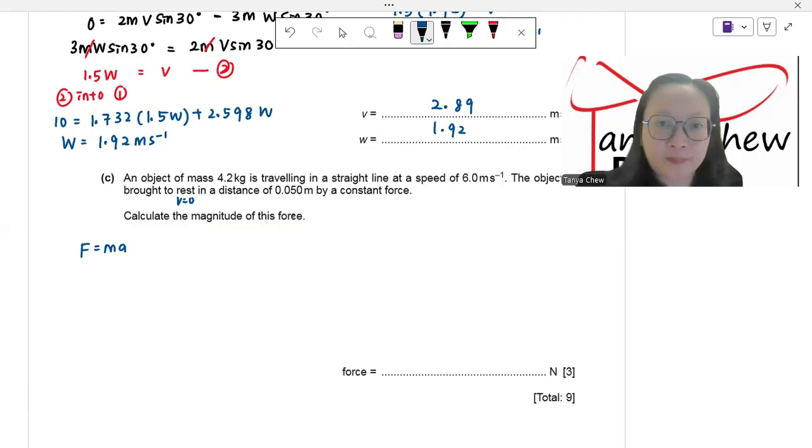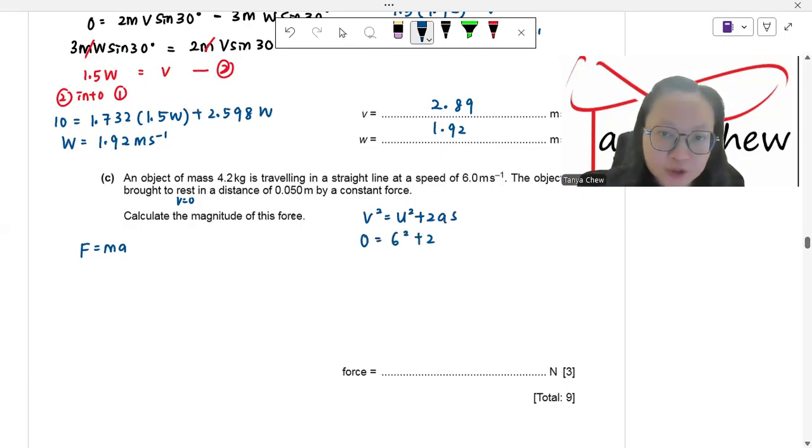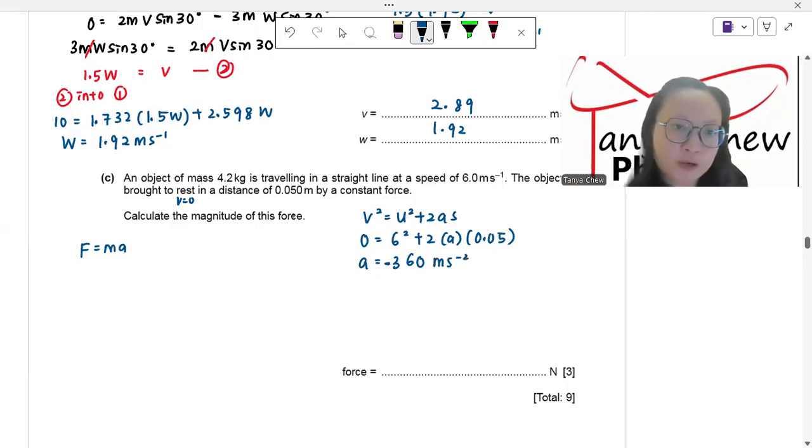I use one of the kinematics equations, which is V squared equals U squared plus 2AS. V is equal to 0, U is 6 squared, plus 2A, A must be negative, times the distance is 0.05. The A I got was negative 360 meter per second squared. Now F is equal to 4.2 times negative 360, and I got negative 1500 Newton.